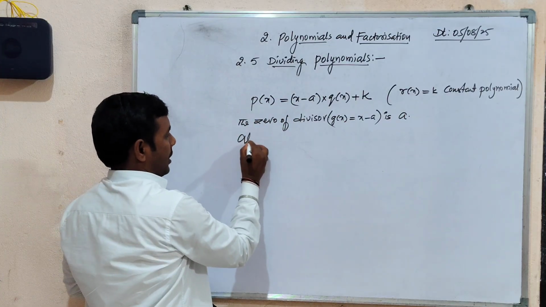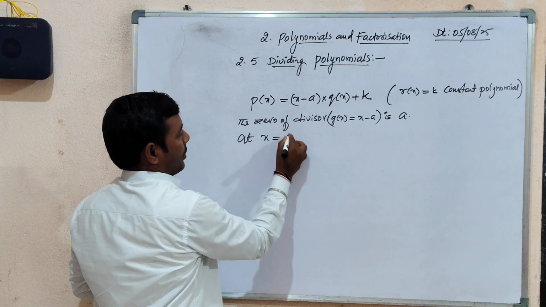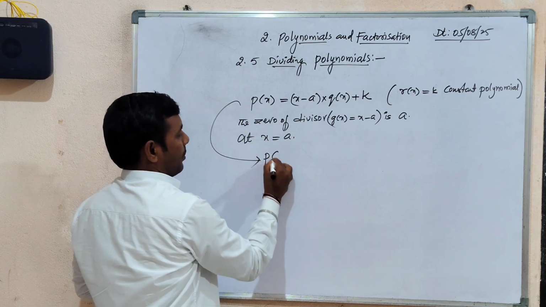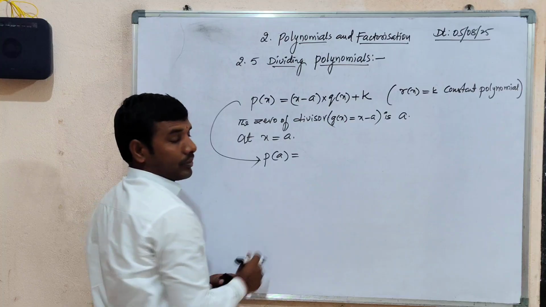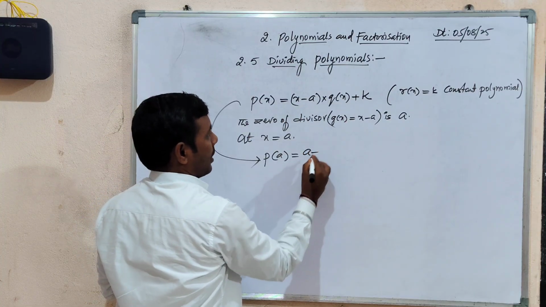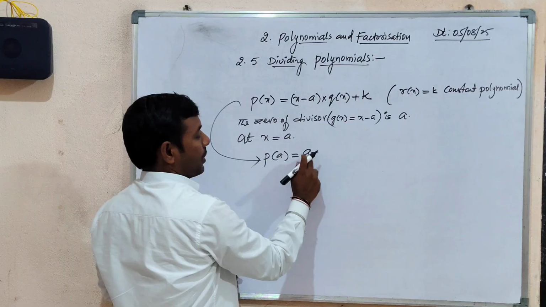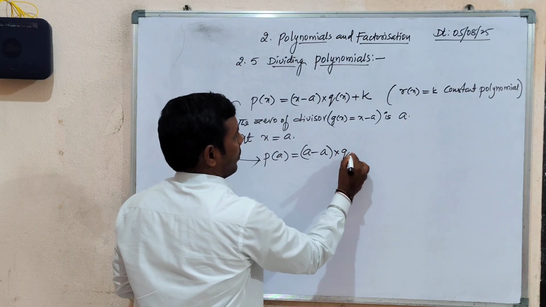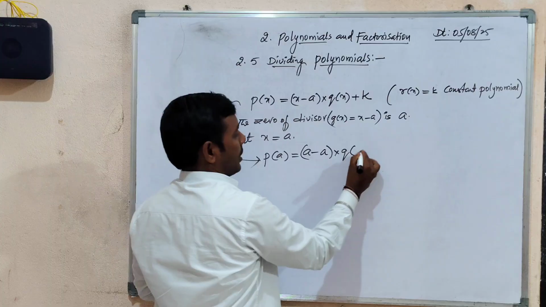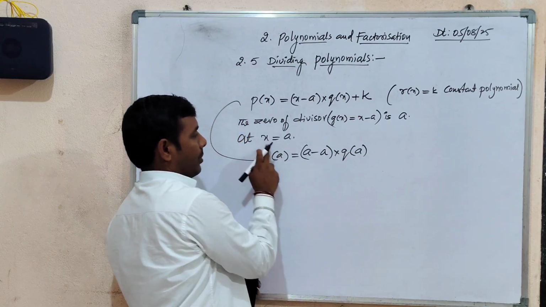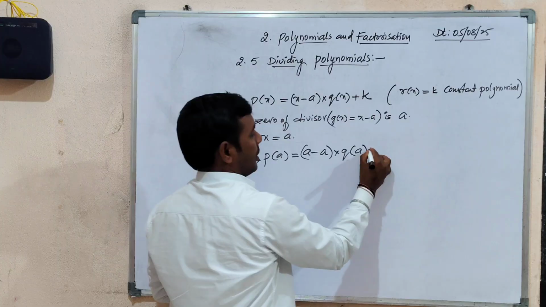Now at x is equal to a. Now you can engage this. P of a is equal to, okay students, in case of x you substitute a, so a minus a into q of x, in the x position take a. Why? Because x is equal to a, plus k.